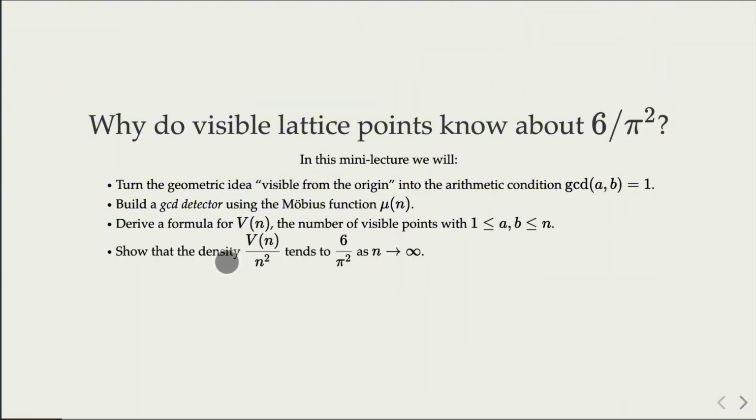And we can look at what is called the density, which is the number of visible points over the total number of points. The density tends to 6 over pi squared as n goes to infinity. All right, let's go right into the lecture.